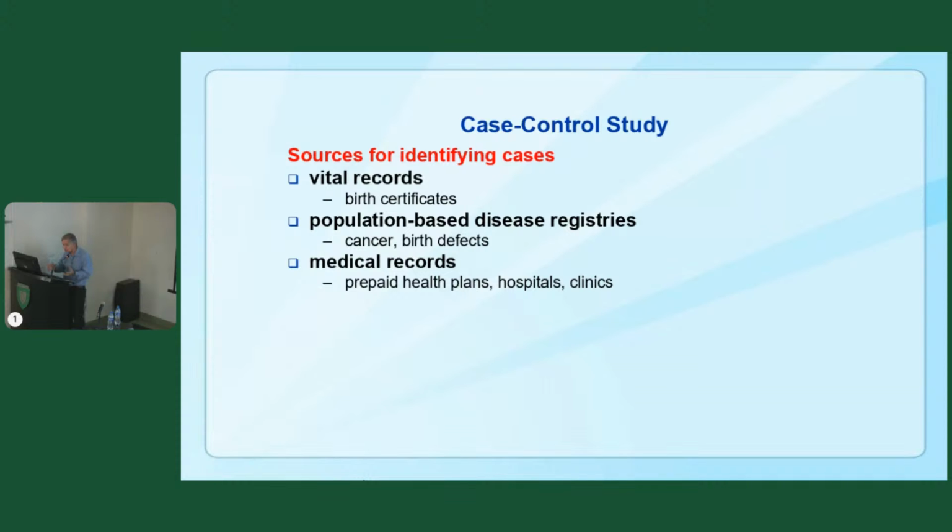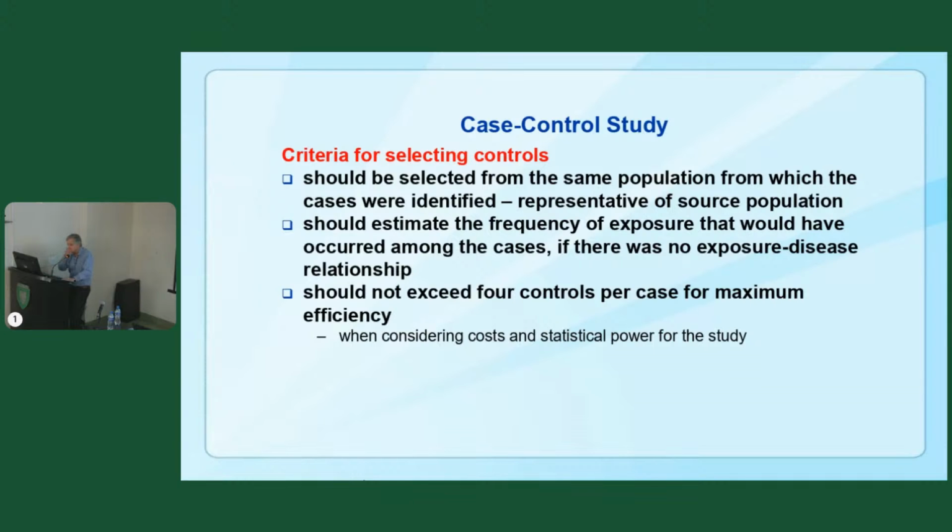You want to select controls from the general population that gave rise to the cases. You want to control from the population in general. Ideally, you take a random sample of the population surrounding the hospital, or the catchment population of the hospital. Controls should be selected from the same population.